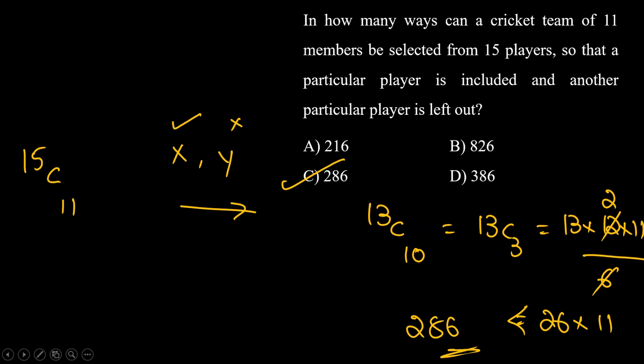13C10 calculations are difficult, but straightforward. I am not using nCr as n factorial divided by (n minus r) factorial into r factorial. All those formulas I don't want. We are given a simple trick for how to do calculations.